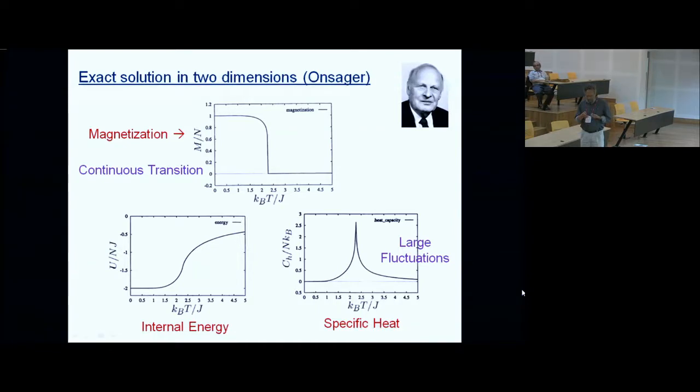These are examples of these strong fluctuations and the corresponding singular behavior of various thermodynamic quantities, which for this particular model in 2 dimensions can be calculated exactly. And there's a logarithmic singularity, a logarithmic divergence of the heat capacity at the point where this happens.